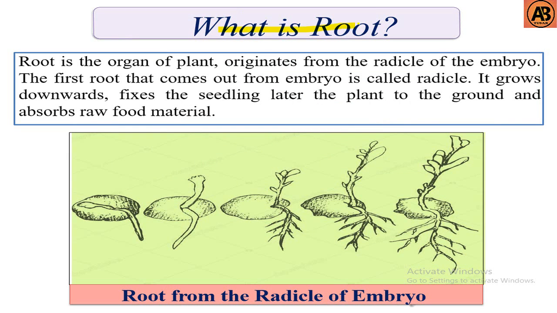What is root? Root is the organ of plant originates from the radicle of the embryo. The first root that comes out from the embryo is called radicle. It grows downwards, fixes the seedling, later the plant, to the ground and absorbs raw food material. Here we can see root from the radicle of embryo. Here you can see the root formation occurs from the embryo.